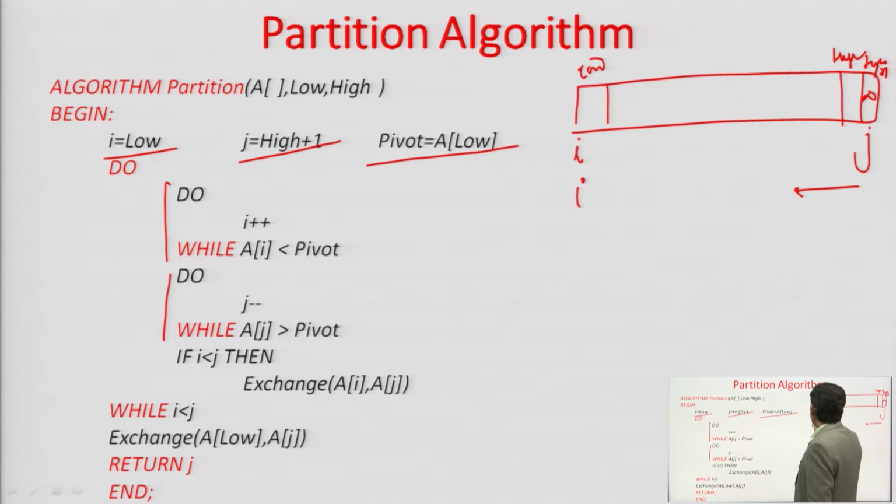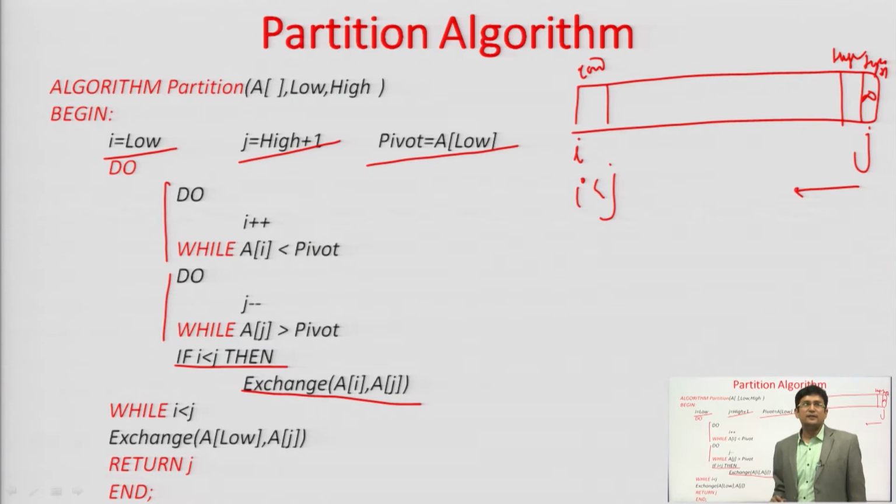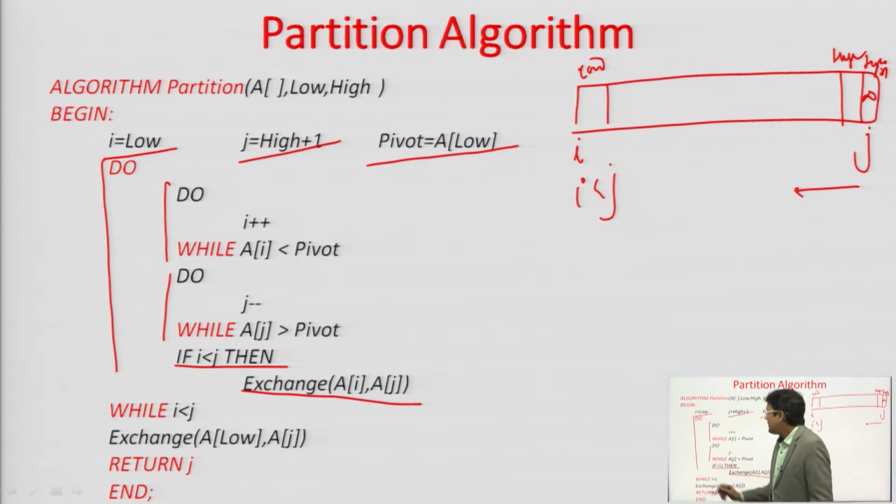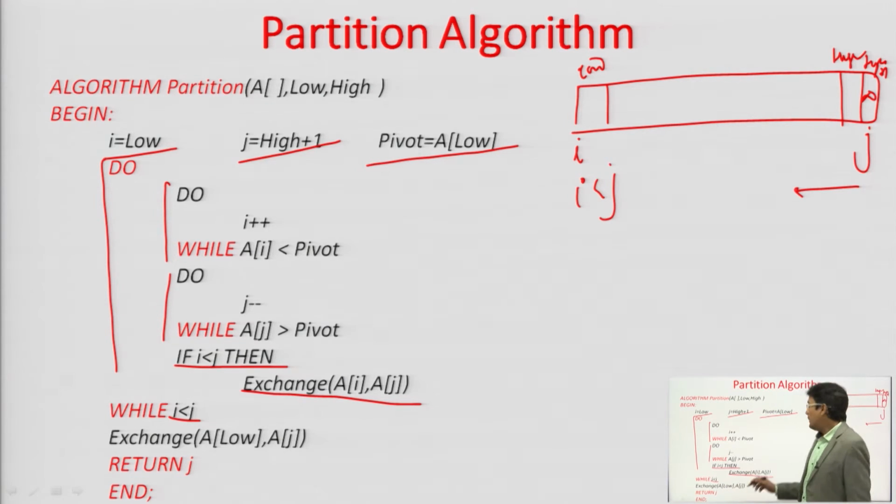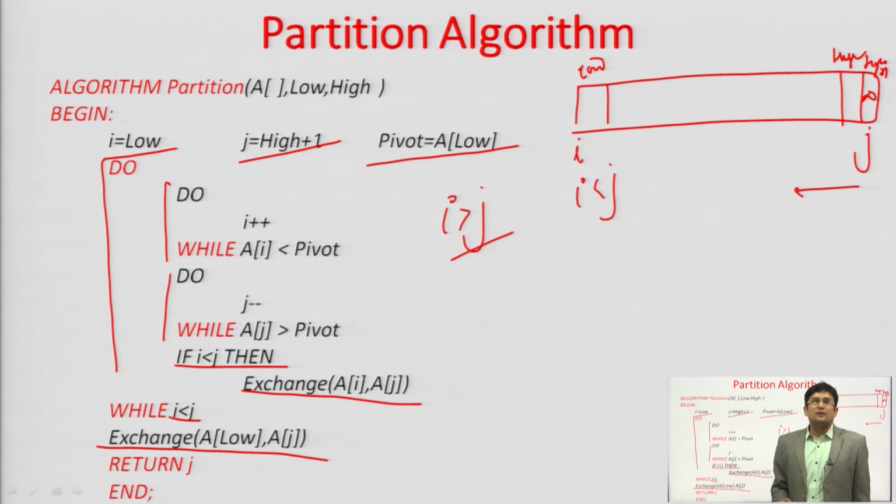After this, you have to check if i's position is less than j, then you will exchange the ai and aj elements, in the anticipation that the smaller element should come on the left and the larger element should go on the right. Okay. So, after this, you again repeat this process. You will keep on repeating this process while i is less than j. The moment i exceeds j, you will stop this operation and you will exchange the jth element with the pivot element in the array. The position of the jth element will be fixed and that will be returned by this algorithm for the quicksort algorithm to know which element has got fixed.